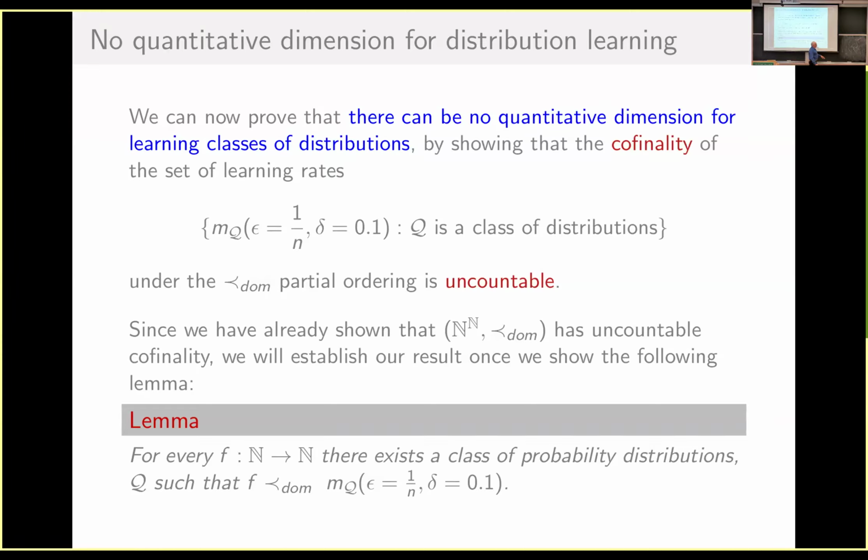So my set of all learning rates is cofinal in n to the n. Therefore, it has uncountable cofinality. Therefore, you cannot have a dimension. So I will not go into this part too much. I'll just give you an intuition of what the construction is here. Because I don't want to go too much into the machine learning, I care more about the tools, and here the tool is cofinality. So what is the trick?